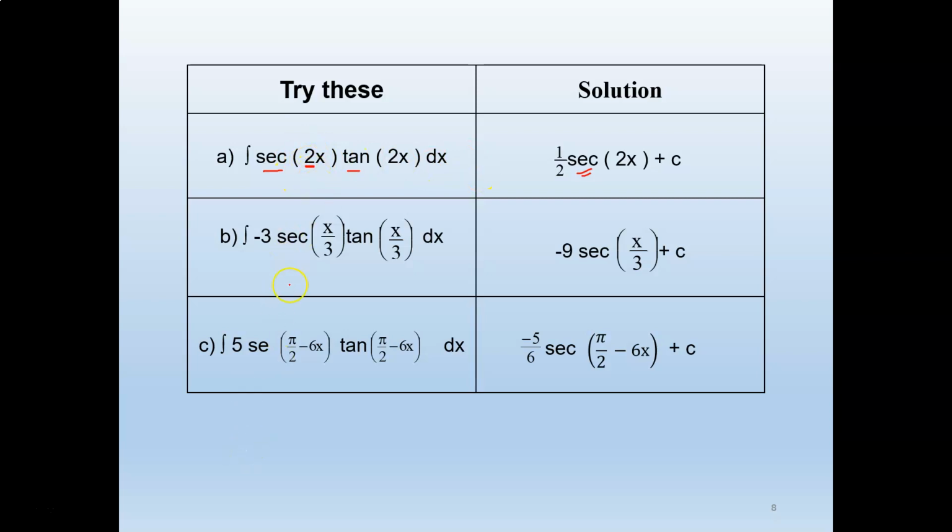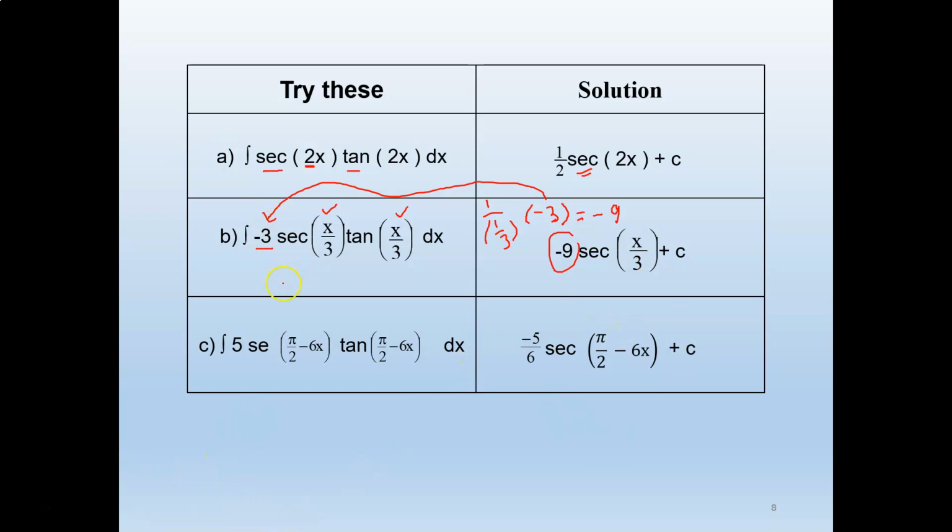1 over 2. And next, integration of negative 3 sec x over 3 tangent x over 3. So tengok yang dekat dalam bracket, dia repeat. Berulang. So dia akan tulis balik sec x over 3 plus c, and this one negative 9 is because of 1 over 3 times dengan negative 3 dekat depan. That's why dia dapat negative 9. Negative 3 ni yang mana? Ni ha. This one. Negative 3 yang ini.